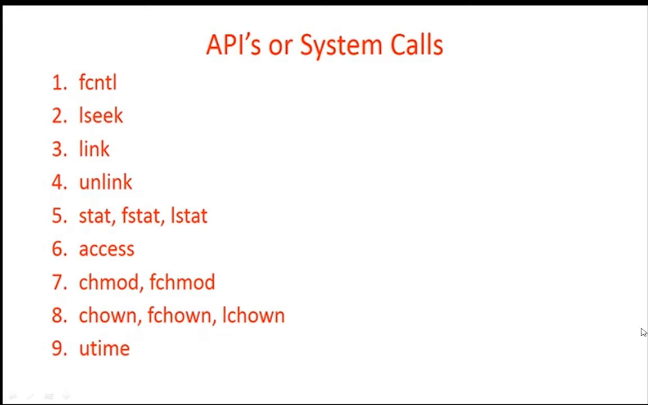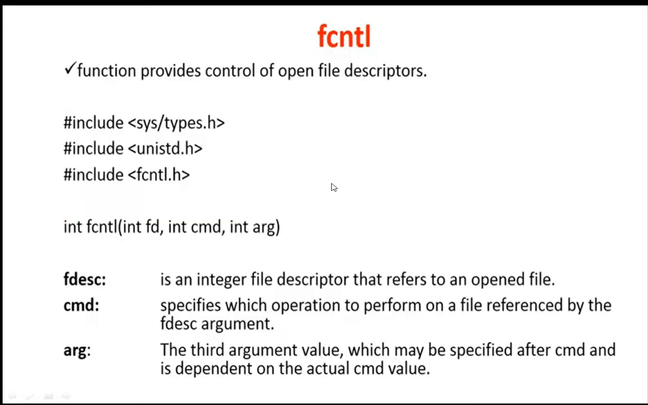Hello students, today we will see the remaining APIs or the system calls. Today we are going to see fcntl, lseek, link and unlink. Some methods we are going to see here. Let's start with fcntl.